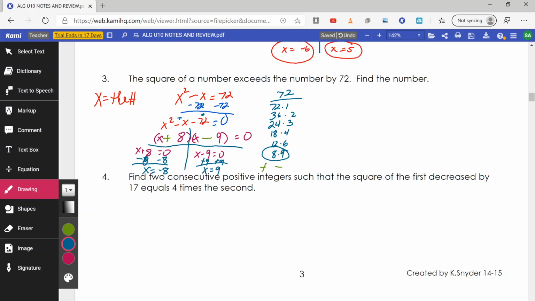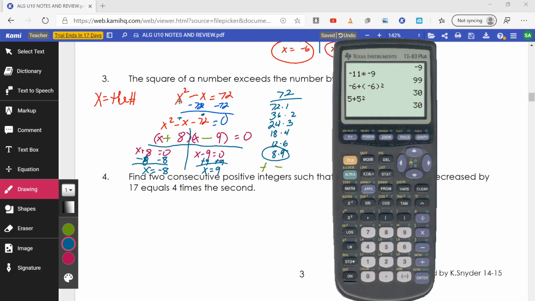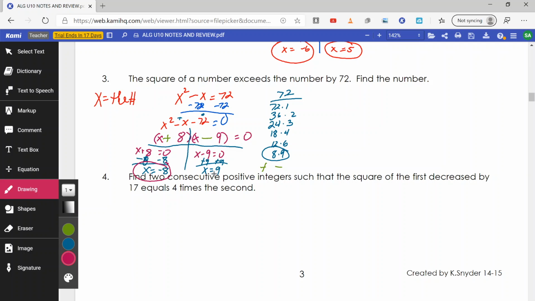So here we have to basically follow what we came up with, x squared minus x. So negative 8 squared minus negative 8 is 72. So negative 8 being the number is feasible. It works. And then 9, I'm going to do the same thing. 9 squared minus 9. And I also get 72. So both negative 8 and 9 are good numbers when it comes to satisfying this problem.